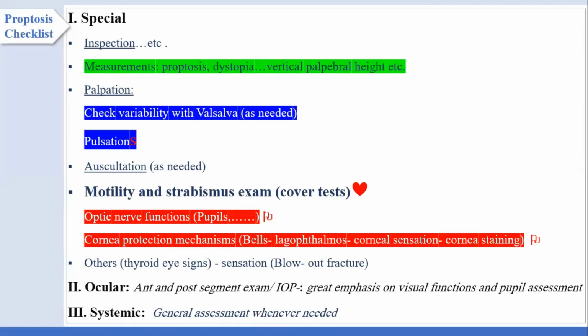Back again to the checklist. Again, in order to repeat, we finished inspection, and after that measurements, palpation, then two vascular phenomena, variability with Valsalva and pulsations. So try to say pulsations, because in the previous class during editing, I noticed that I said pulsation. It should be plural, pulsations. And then auscultation. And today we'll start by motility and strabismus exam, like cover tests. But I'm just shedding light on it very quickly, because this is not about strabismus evaluation, or we will cover this in detail in strabismus classes.